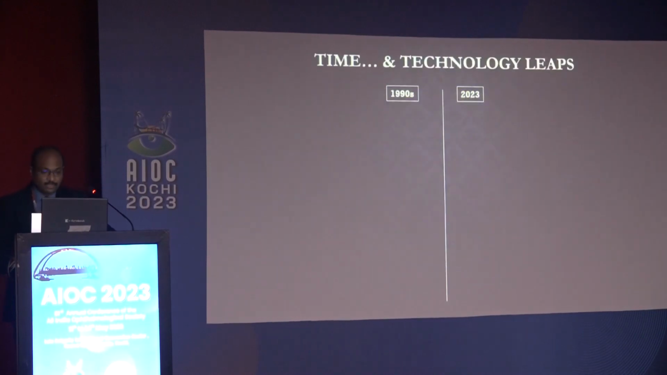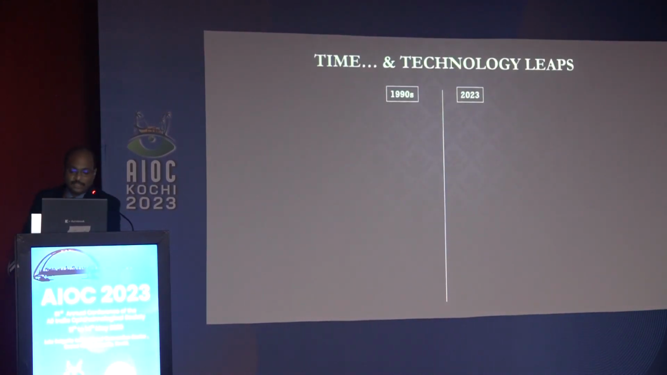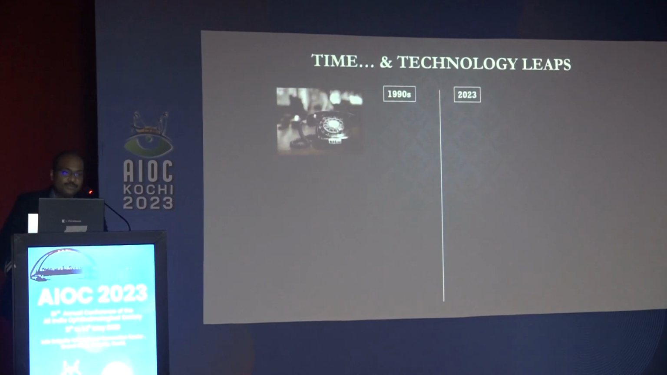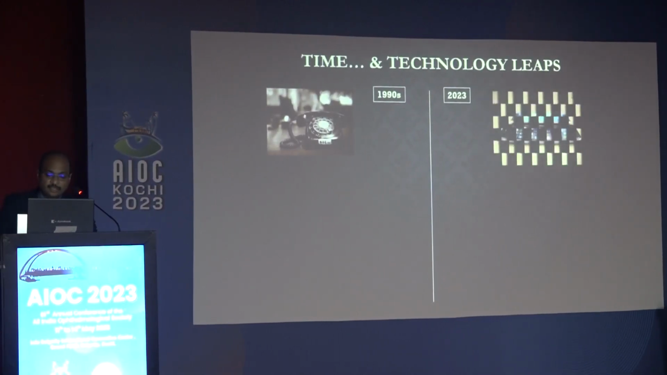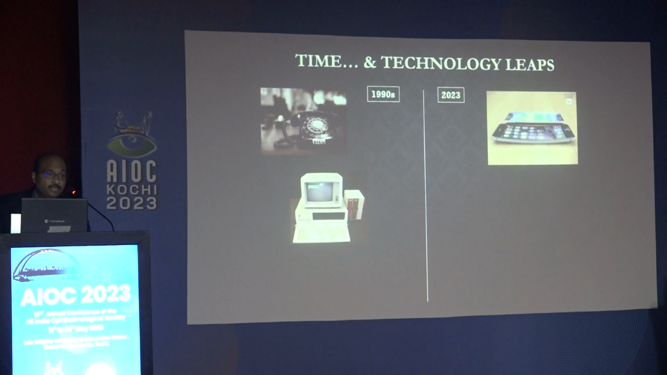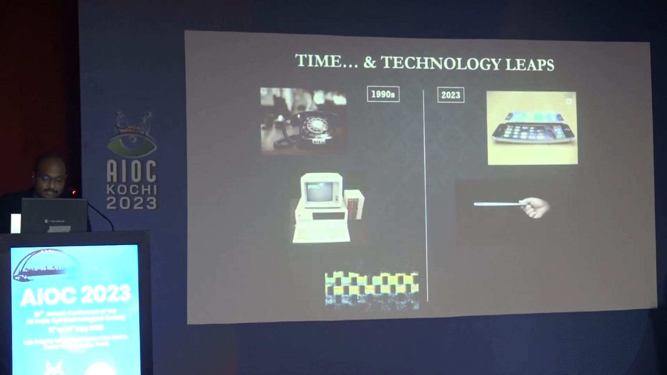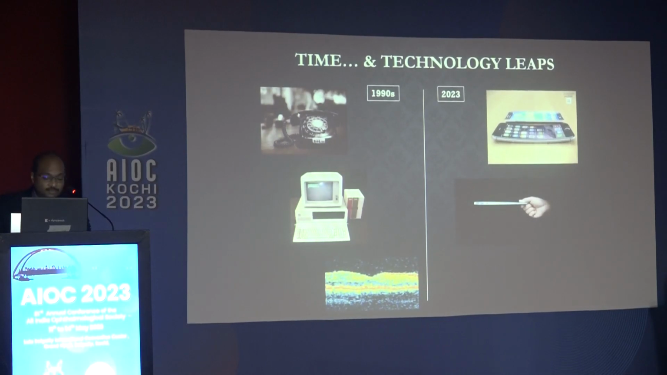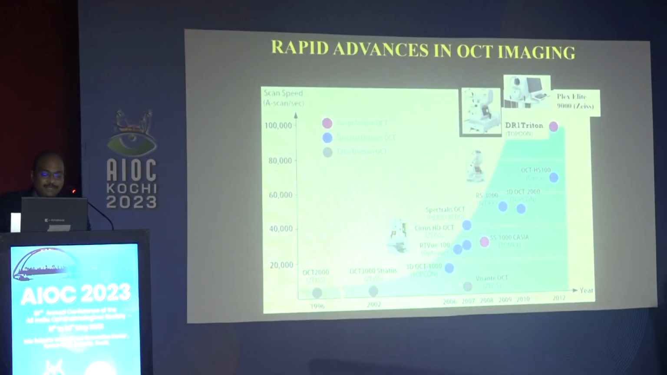Yeah. Okay. So with time comes technology leaps, and this is how we used to see telephones in the 90s, and this is how we do now, and this is how we used to see computers in the 90s, and this is how we do now. And similarly, this is how we used to see OCT images around the turn of the millennium, and this is how we do now. So there have been rapid advances indeed in OCT imaging.